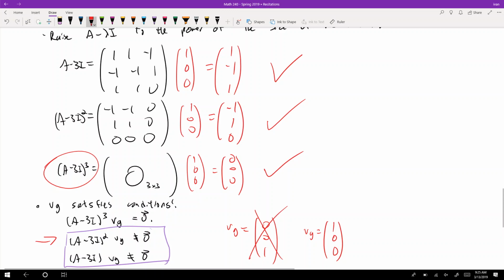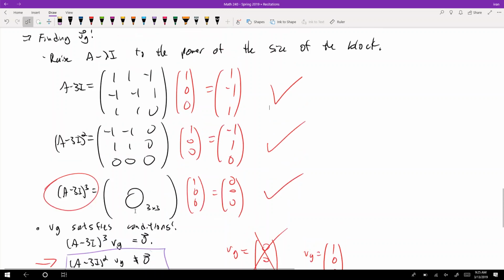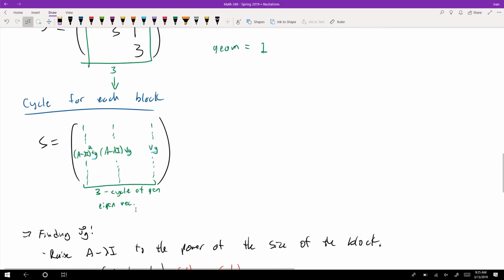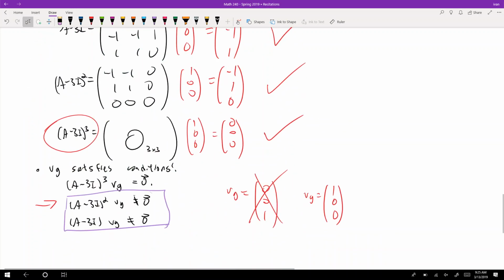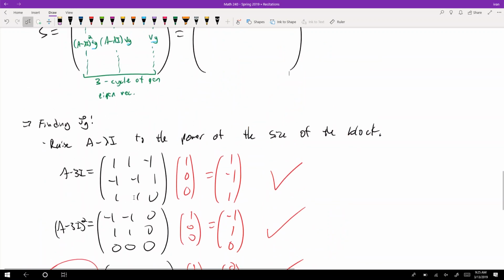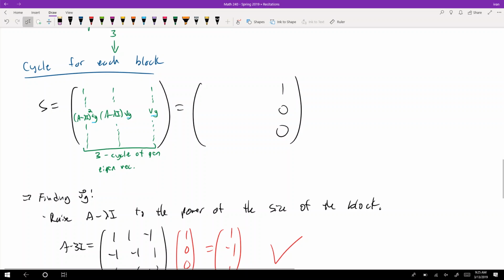And here we generate the other vectors. So what do we do? After we've multiplied all these out, we see that 1, 0, 0 gives us a 3-cycle. We go back up to our matrix here and we plug it into our S matrix. So what do we choose for vg? We chose 1, 0, 0. So 1, 0, 0 goes in the last column.